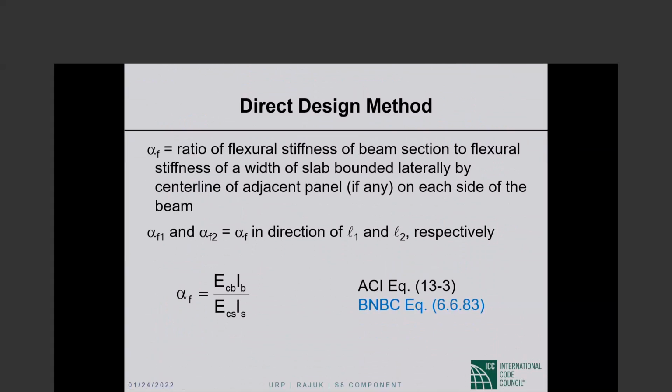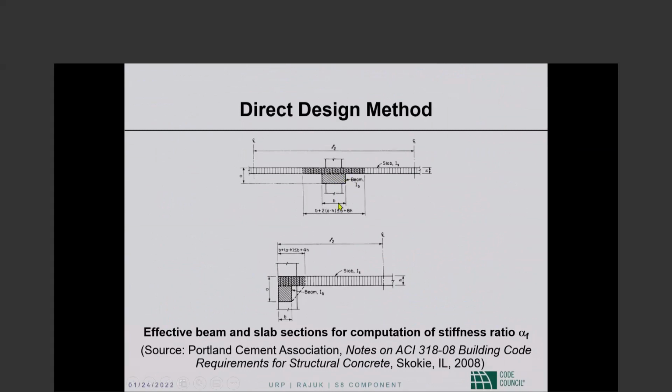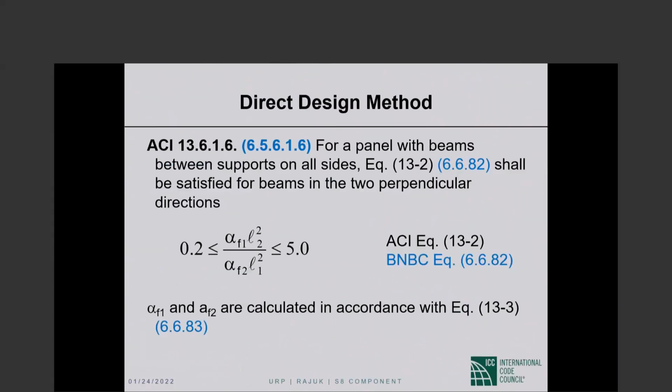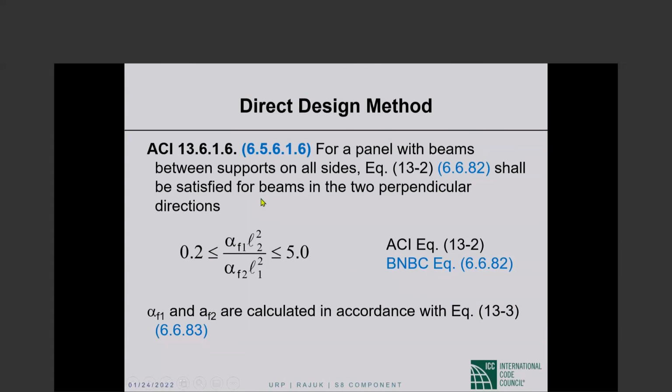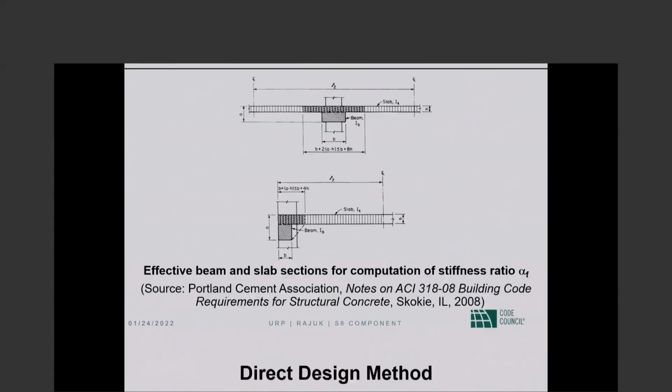Alpha sub F is the EI of the beam divided by EI of the slab. And the beam includes a part of the slab. All of that we have gone over. So this is kind of repeated. Alpha sub F was actually defined before, and we have said nothing new here.